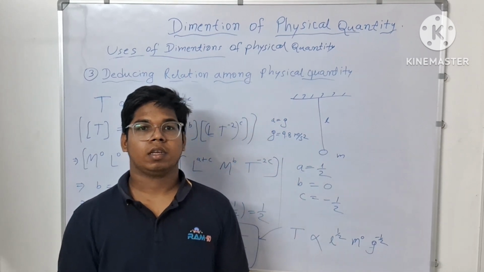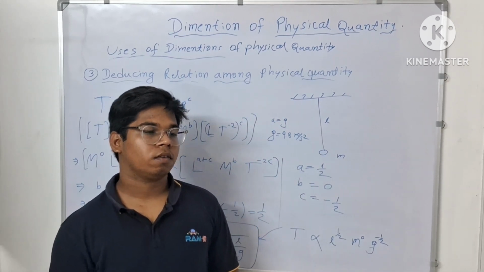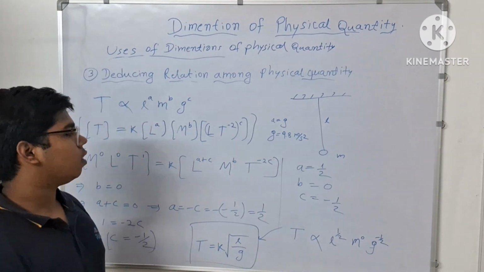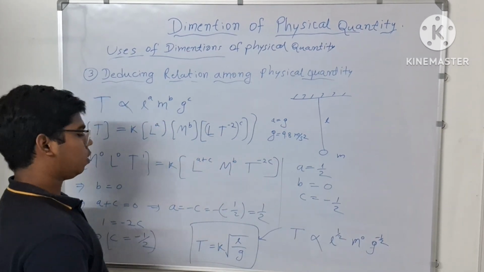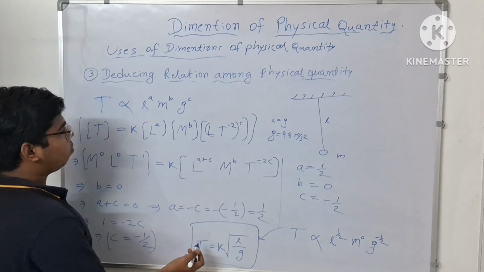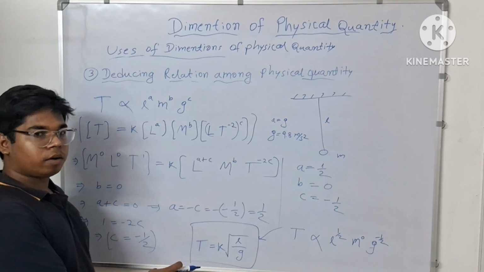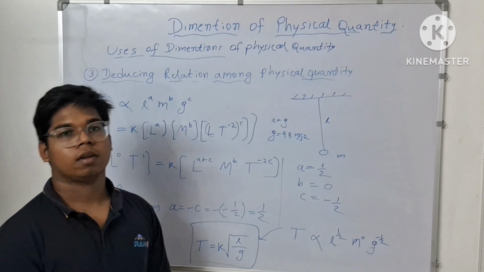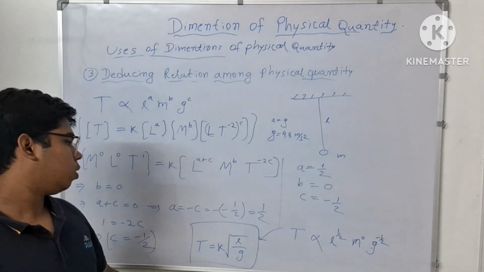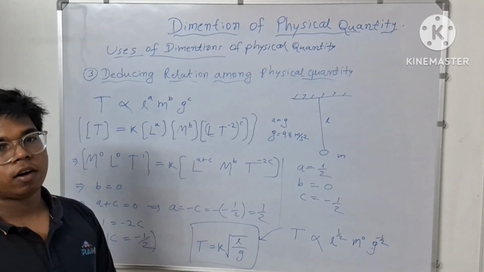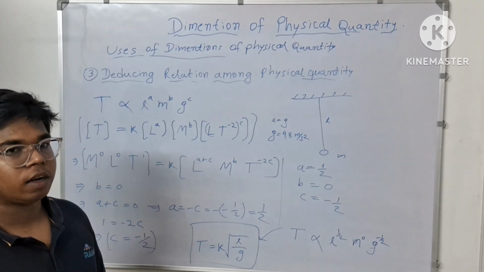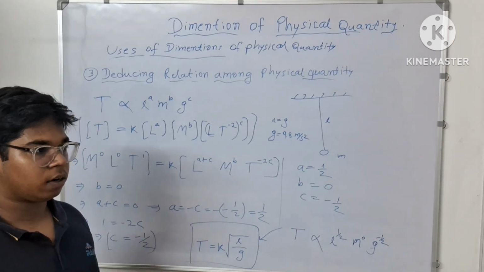We saw it is a useful quantity, the dimension, but there are some limitations to dimensional analysis. One is here. We can derive that the time period is directly proportional to the square root of the length and inversely proportional to the square root of g, but here is the constant k. We cannot find the value of k by using dimensional analysis. So it is a limitation of dimensional analysis.